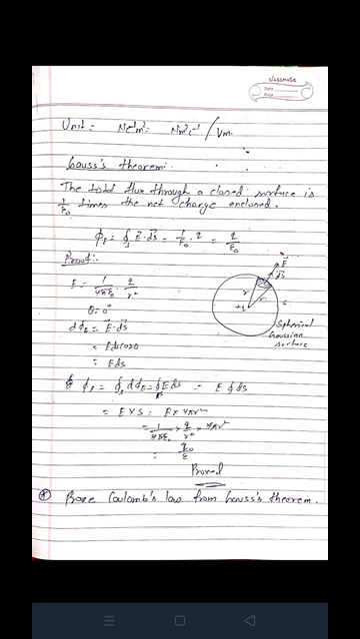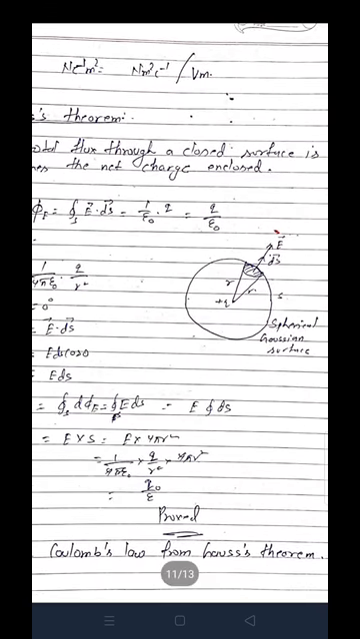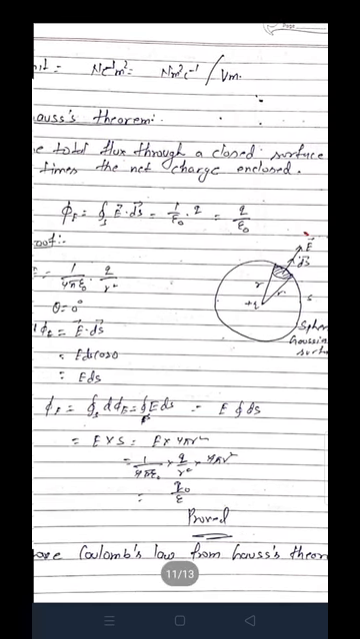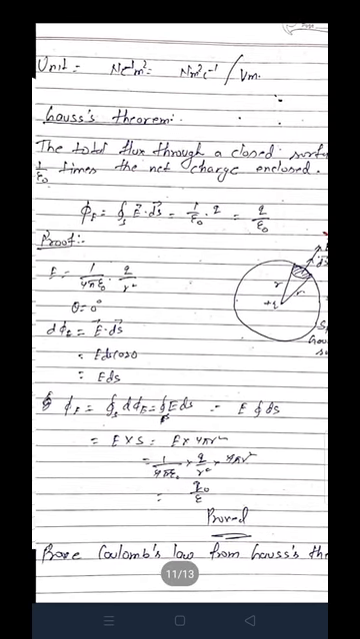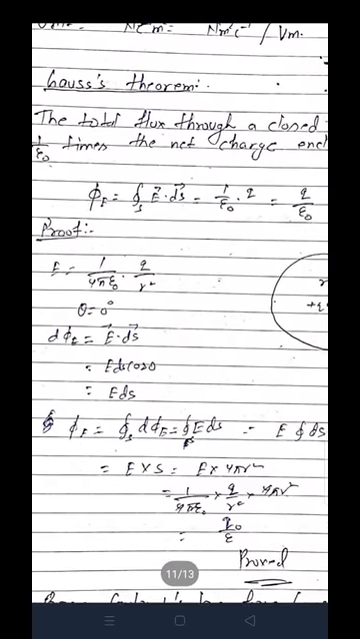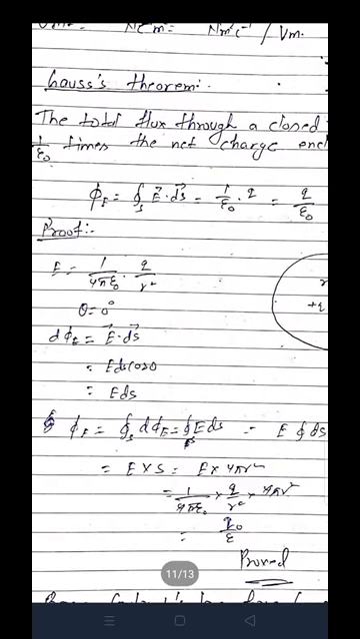We can also prove it. See in the diagram, we have taken a small area ds. Okay, the radius of the circle is what? Small r, and in this diagram, electric field and area both are acting along the same direction. Okay, so the angle between them is what? Angle will be 0 degree, and if you want to prove it, electric field is equal to what? 1 by 4 pi epsilon naught q by r square. So theta will be equal to 0 degree.